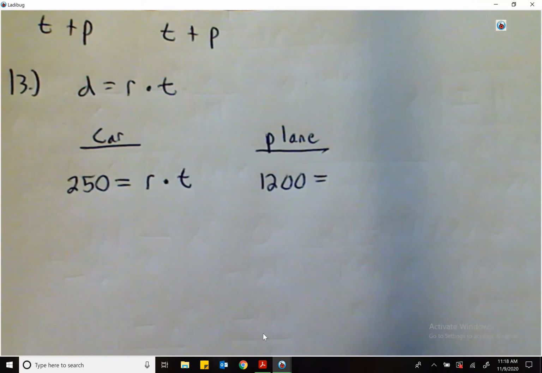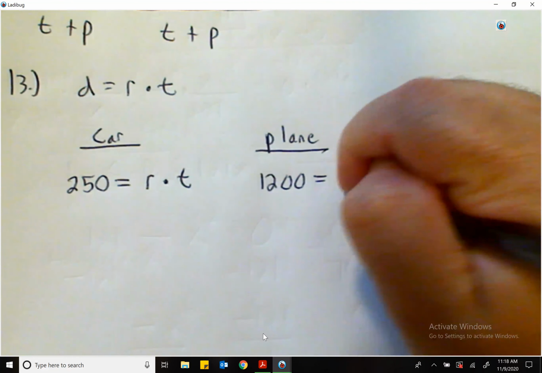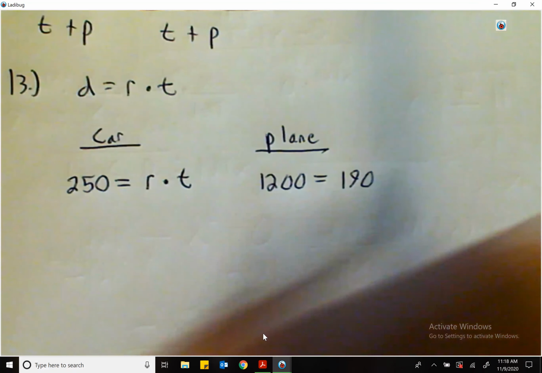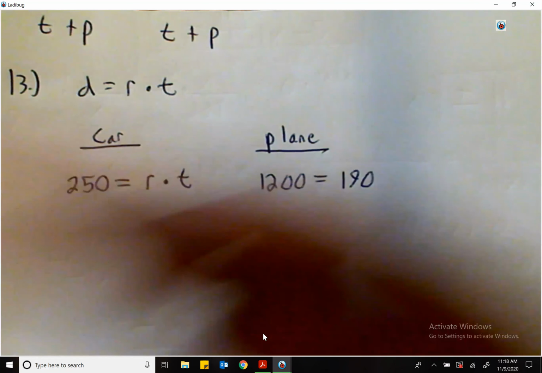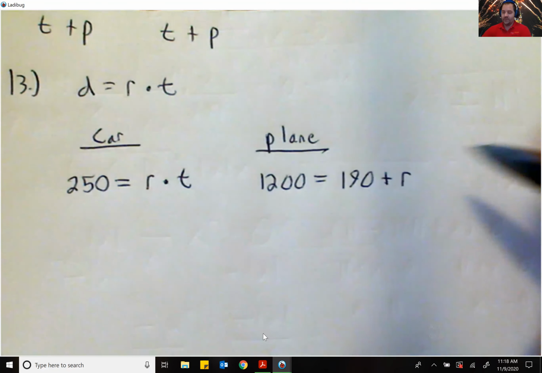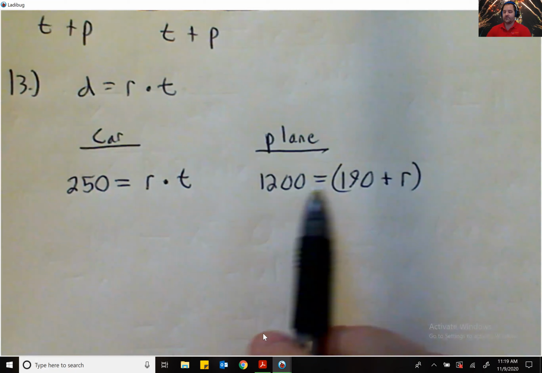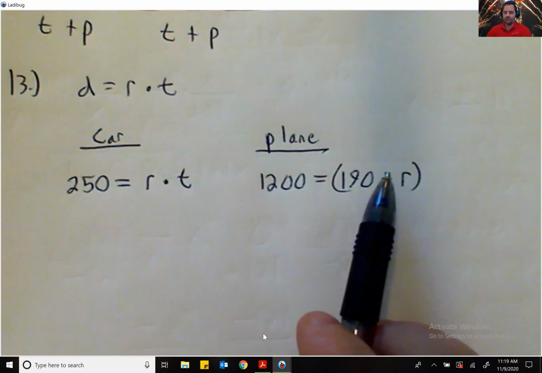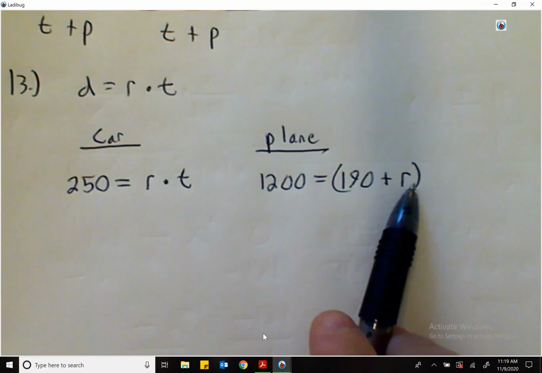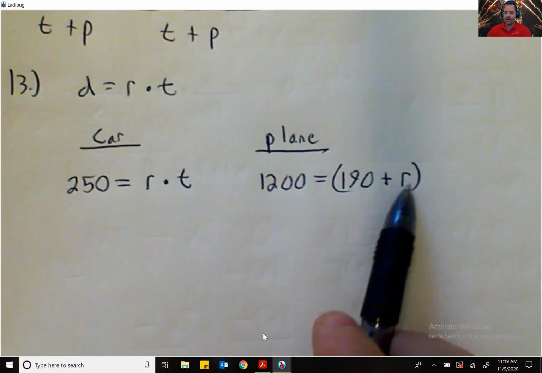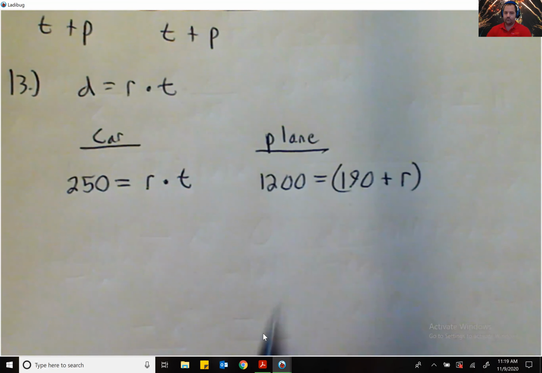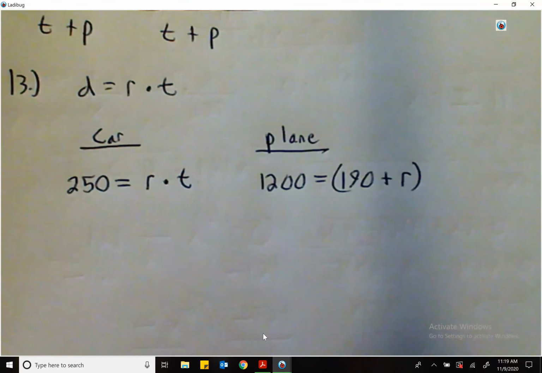190 plus R, because it's faster than the car. This is the speed of the plane. 190 miles faster than the car speed. So whatever the car was going, add 190, and you get the plane. Does that make sense? Yeah.